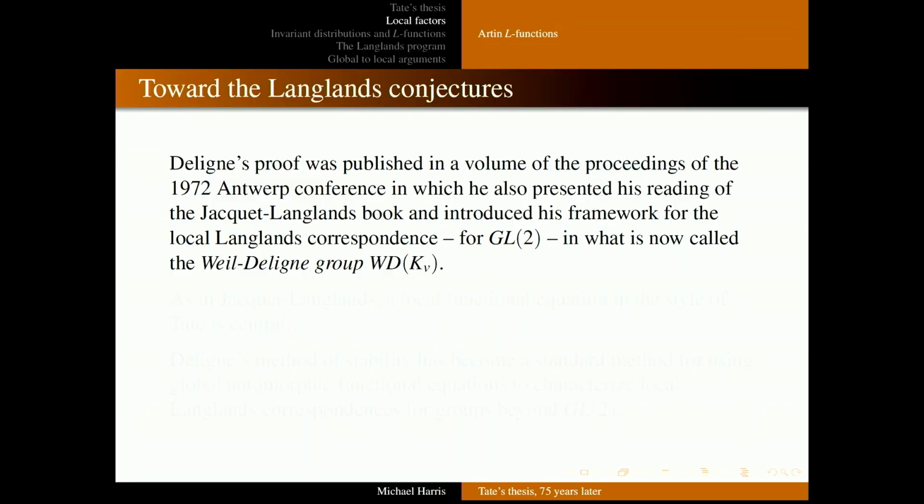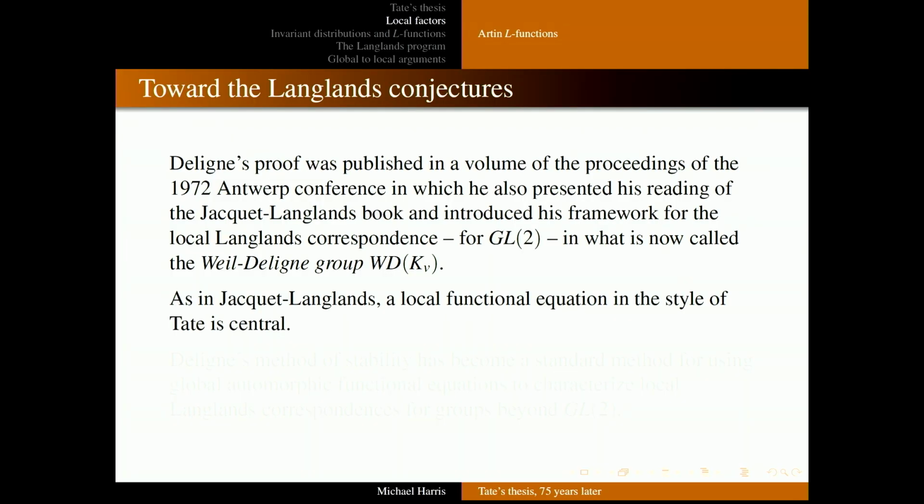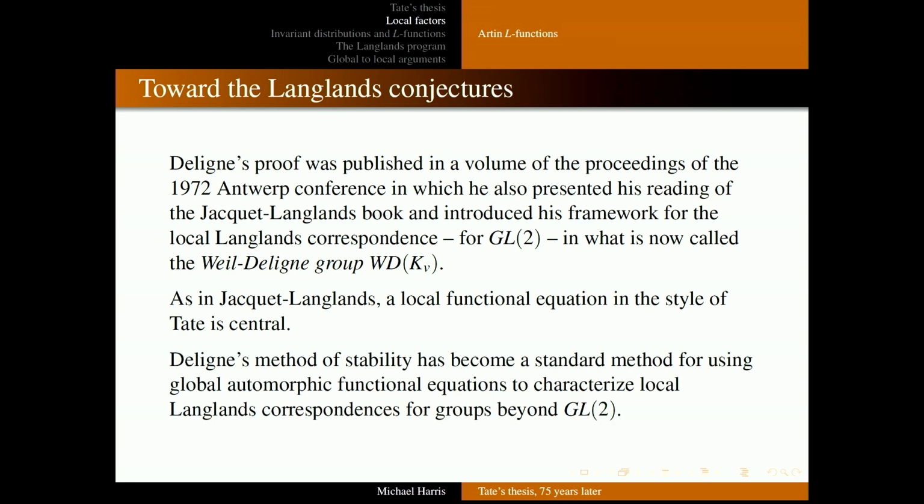He introduced what's now called the Weil-Deligne group. And as in Jacquet-Langlands, a local functional equation in the style of Tate is central. And the method of stability that he introduced in order to prove this factorization, the existence of local constants, is one of the standard methods of people who work on representations, L-functions, automorphic L-functions, and functional equations, in order to characterize local Langlands correspondences for groups other than GL2.